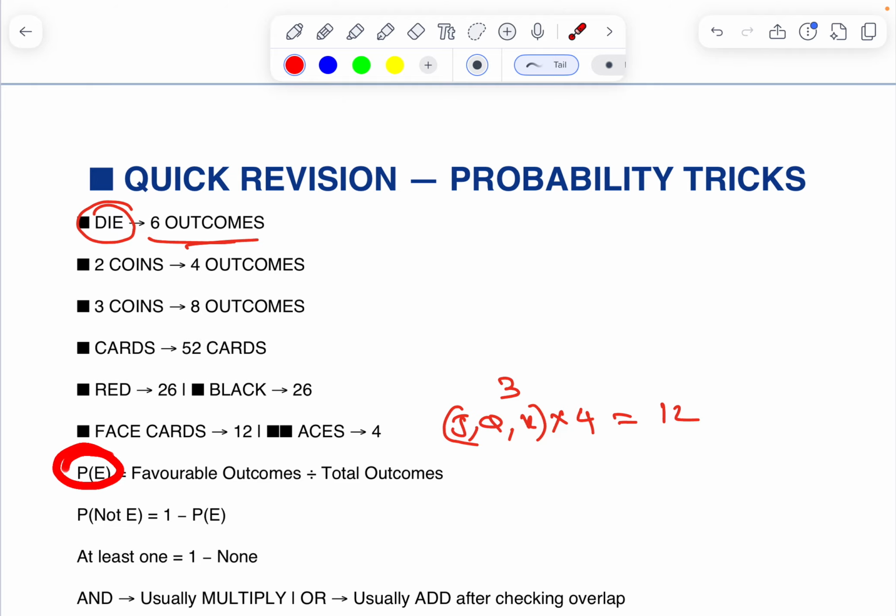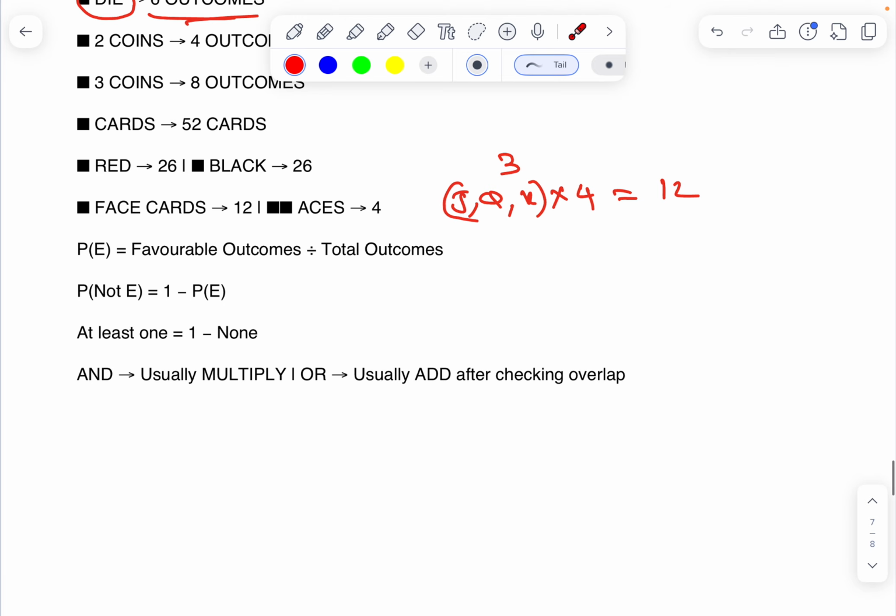P of E is equal to favorable outcomes by total outcomes. This is the main formula. P of not E is equal to 1 minus P of E. At least 1 is equal to 1 minus none. AND is usually multiply, OR is usually add.